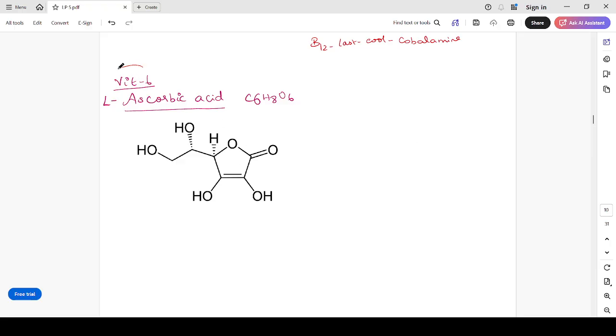The next one, a very common one, is vitamin C, ascorbic acid. We need to know the structure of ascorbic acid for sure. Please copy the structure of ascorbic acid. Yes, ma'am.